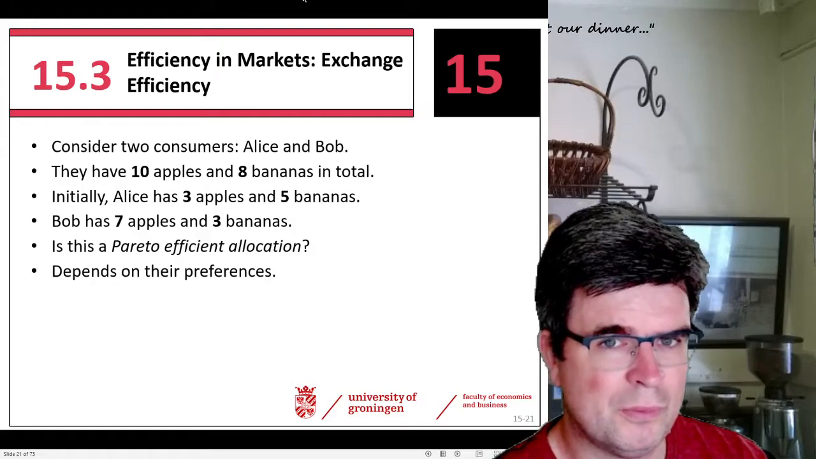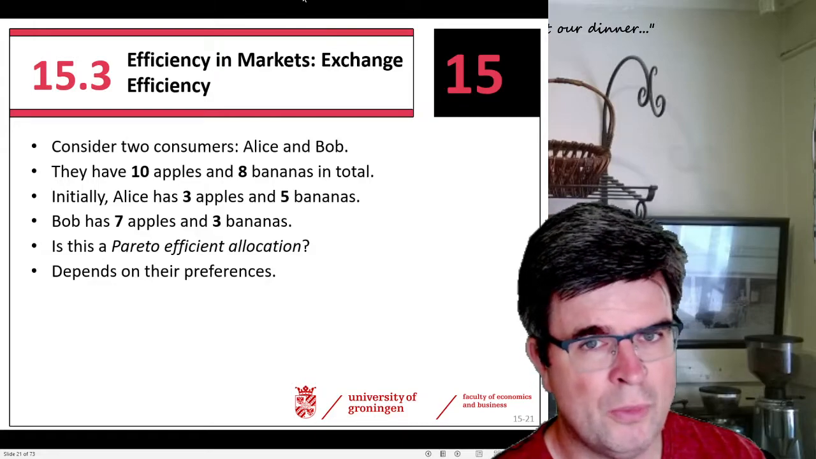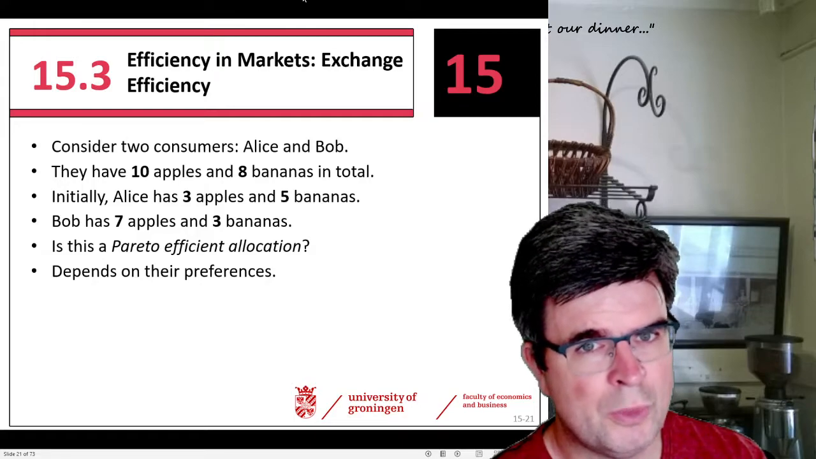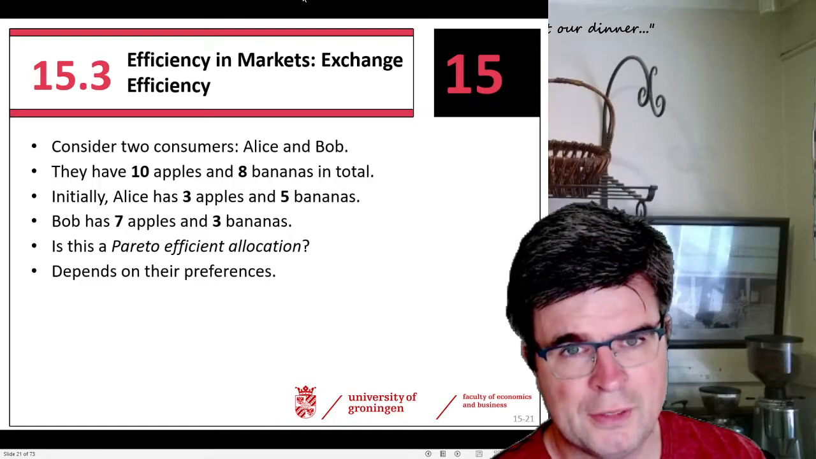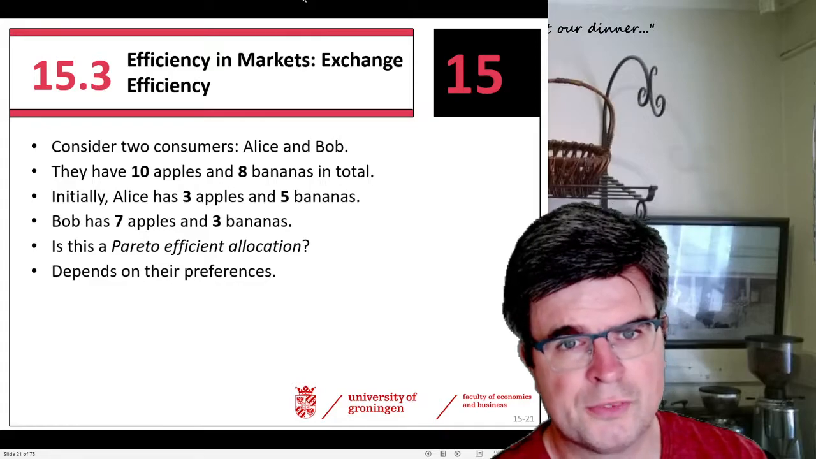Well, it's impossible for us to answer this question because so far we don't know anything about Alice and Bob's preferences. Specifically, we don't know to which extent they like apples and bananas and are willing to trade apples for bananas or vice versa.